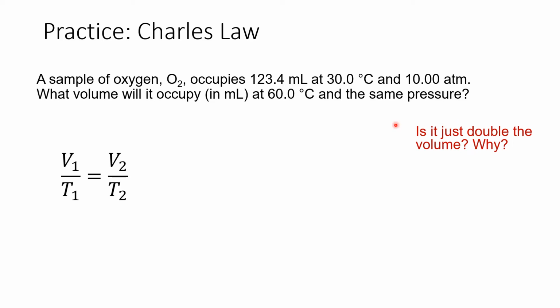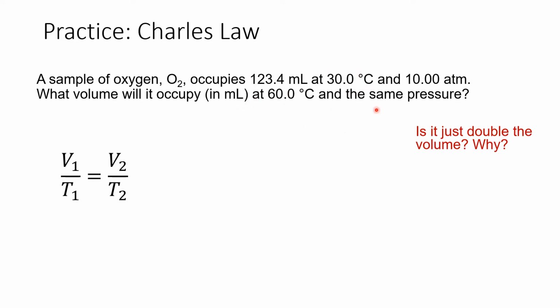Because if you do that, well, we have 303.15 K and 333.15 K. Oh, wait, we did not double the temperature. We went up by 30 K, but because we started at 303 K, we didn't double it at all. And so that's a big trick and an example of why it has to be in Kelvin.